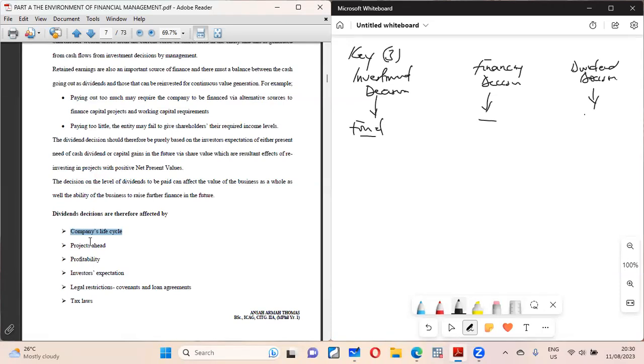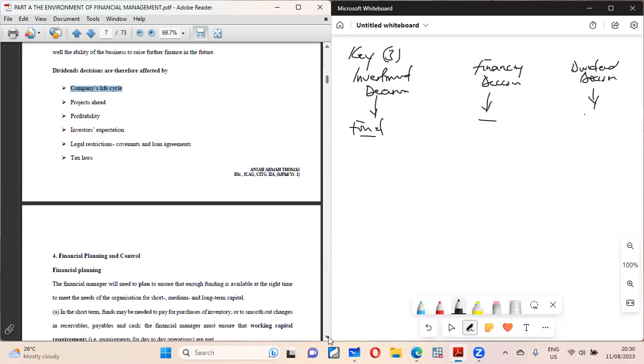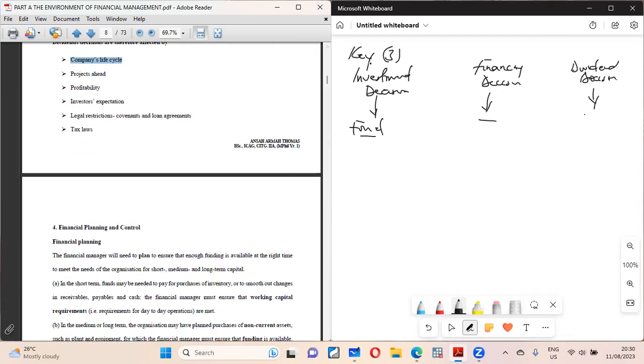Investors' expectation. I say I want dividend. I want dividend. You pay me, whether you have a positive NPV project there or not. Legal restrictions and covenants. Some of the loan agreements that you take make you sign that you will not pay dividends for some time. Then the tax laws. Whenever you are paying dividends, imagine there's withholding tax. All right. So that is that. These are the 3 key. I'll talk about the remaining 4.